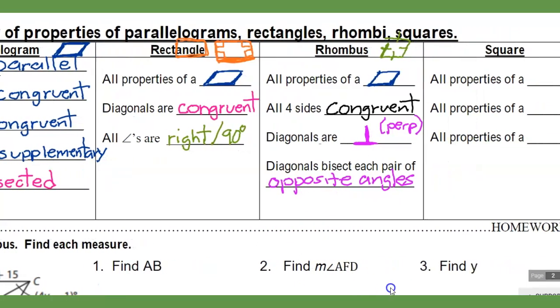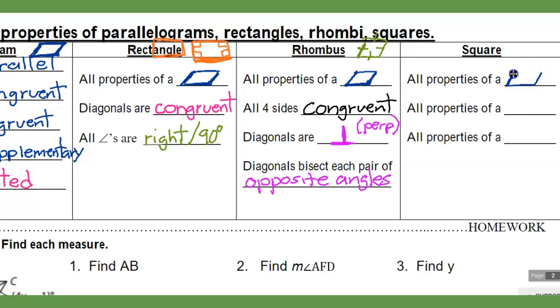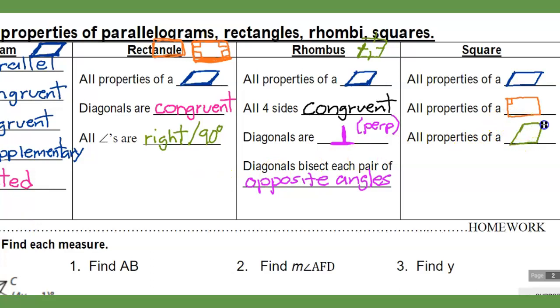So lastly, we have our square, which has all the properties of parallelogram. Seems to be a popular thing. But it also has all the properties of a rectangle. And it also has all the properties of a rhombus. Got it all. Those are all congruent.